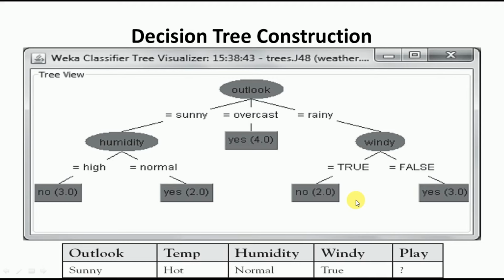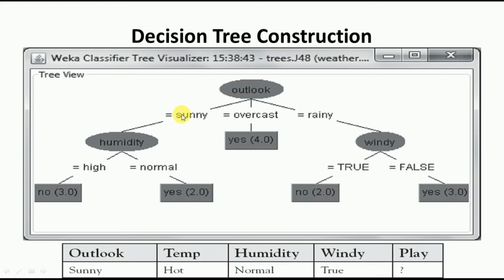Now coming back to our example, what is the example given to us? Outlook is equivalent to sunny, temperature is hot, humidity is equivalent to normal, and windy is equivalent to true. So what should be the answer here? That is what they are asking. So whenever we start, first we need to ask the question starting from the root. So at the root, what is the attribute we have? Outlook. Outlook is equivalent to sunny.